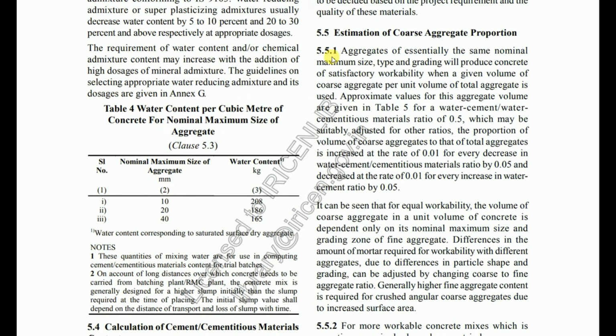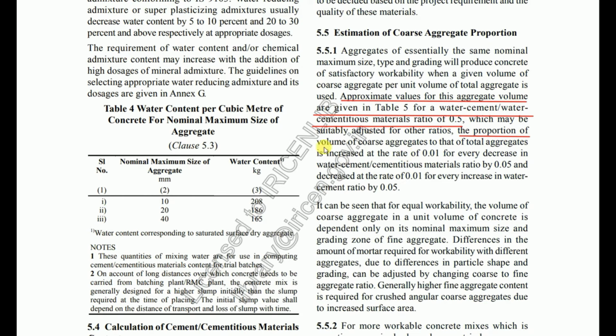Here in clause number 5.5.1 there is a note. Approximate values for these volumes are given in table 5 for a water cement ratio of 0.5, which may be suitably adjusted for other ratios. So everywhere we cannot get the water cement ratio as 0.5 because we will be having different exposure conditions, and according to that we need to use the water cement ratio. So for other water cement ratios, this volume has to be adjusted. So how do we adjust that one?